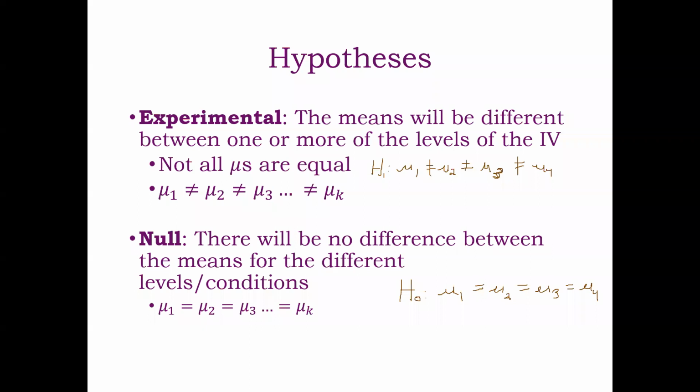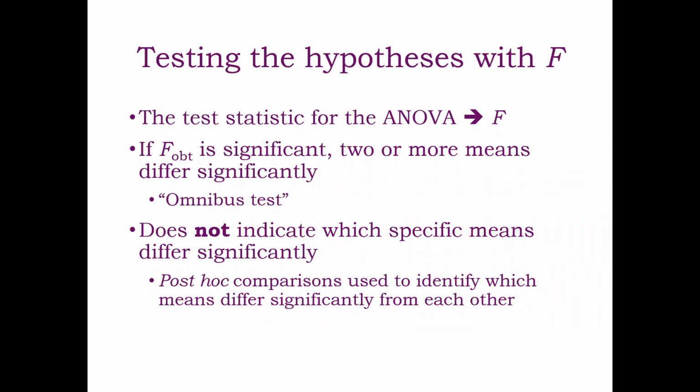Okay. So we use the F statistic to test hypotheses in an ANOVA. This is your test statistic. If your F observed or obtained is significant, that means less than your alpha level, then 2 or more of the means are significantly different. This initial test is called an omnibus test. All it is, your F is telling you, is there a difference between 2 or more means? It does not tell you which specific means are different. You have to use post hoc comparisons to figure out which means are significantly different from each other.